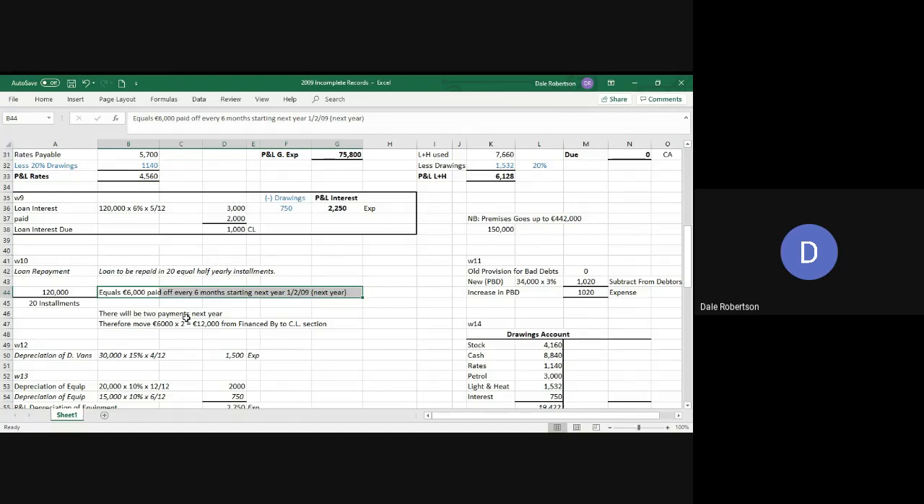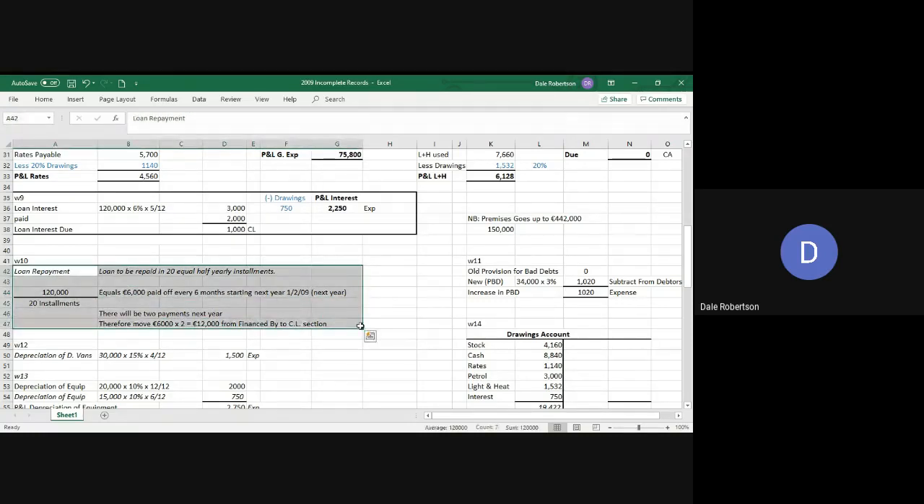So there will be 2 payments next year. Therefore, how we deal with this, and we've seen this before, is you're going to move 6,000 by 2, which is 12,000, from the finance section, from it being a long-term liability, into the current liabilities section, where it is going to be an immediate liability, something that is falling due in the next 12 months, a current liability. I'll have a look again at that when we do the question below, but that is the workings for the loan repayment.